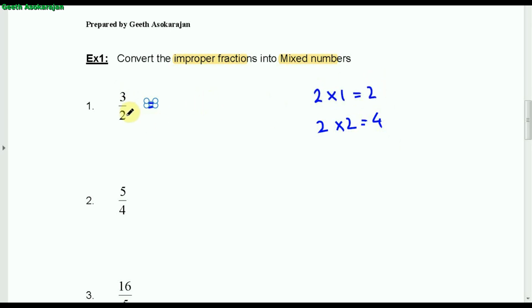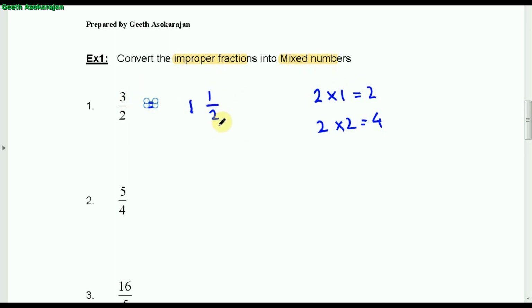So I write this 2 here, and 2 goes into 3 once, so put that 1 over here. As 2 times 1 is 2, the difference between 2 and 3 is 1. Or you could count from 2 to 3 and you're going to get 1, but you could also think of it as the difference between 2 and 3 being 1.